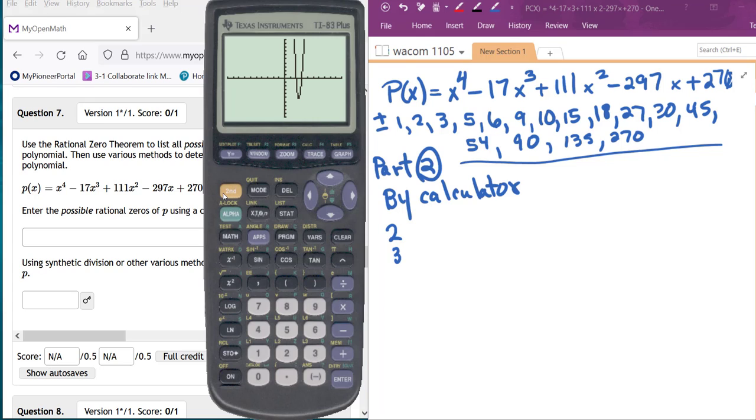You do second calc, value, and plug in 2, enter, and make sure that you get a 0 here. So that one's good. Then we should check the other one: second calc, value, and test 3. Enter. There we go. We have those 2 zeros, and then we can do synthetic division with them.